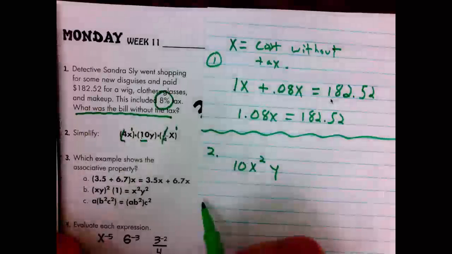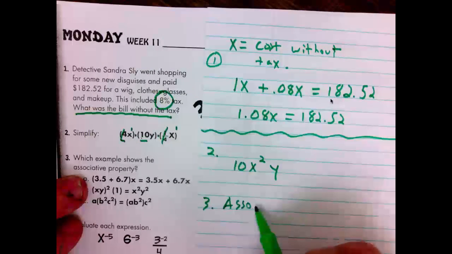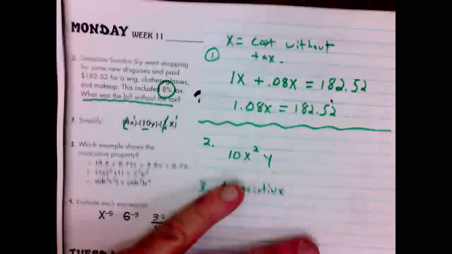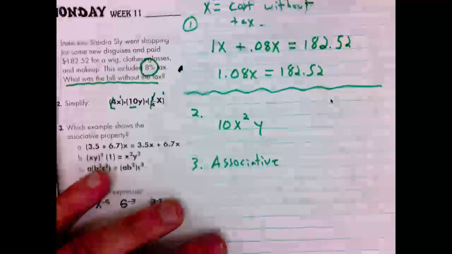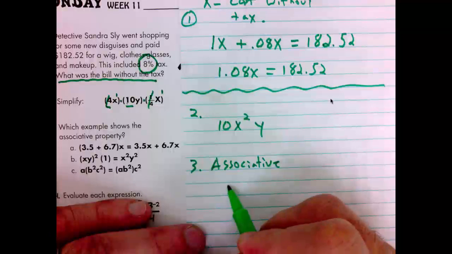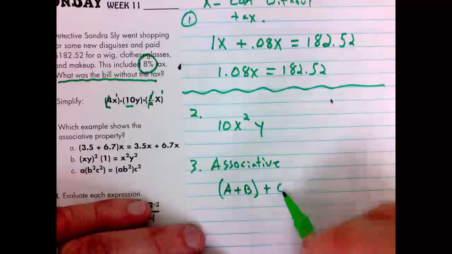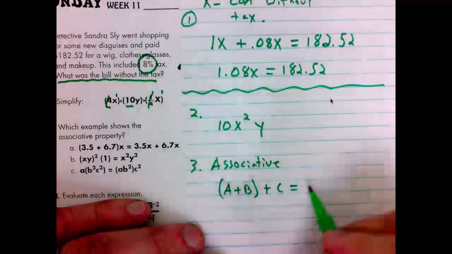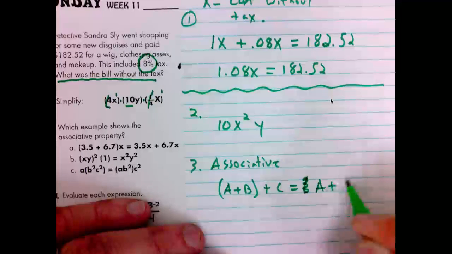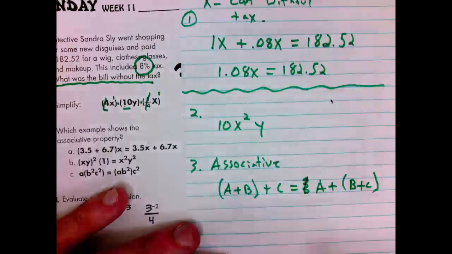All right, number 3 says the associative property. The associative property deals with grouping. Both addition and multiplication, we say, are associative. For example, A plus B added together, then added to C, will be the same as A plus B plus C. All right? This same phenomenon exists for multiplication.